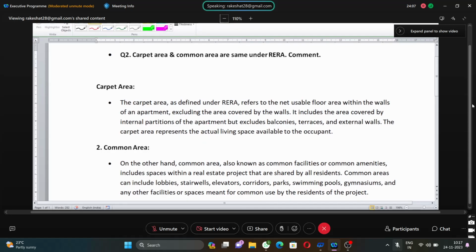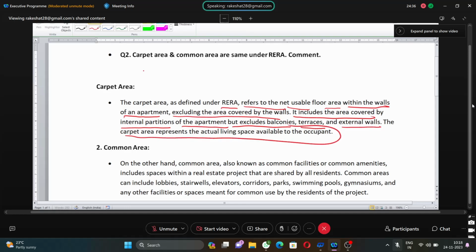The carpet area as defined under RERA refers to the net usable floor area within walls of an apartment, excluding the area covered by the wall. It includes the area covered by the internal partitions of the apartment, but excludes balconies, terraces, and external walls. The carpet area represents the actual living space available to the occupant. This means carpet area is the actual area that you are living in. It will not include terraces, external walls, and balconies.